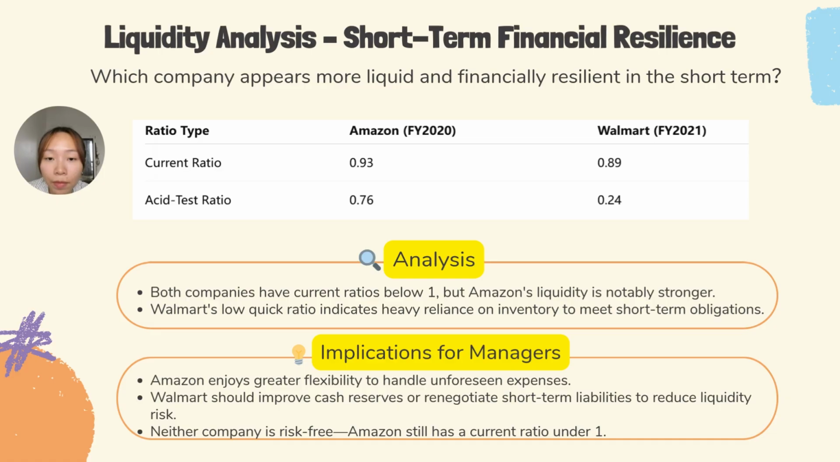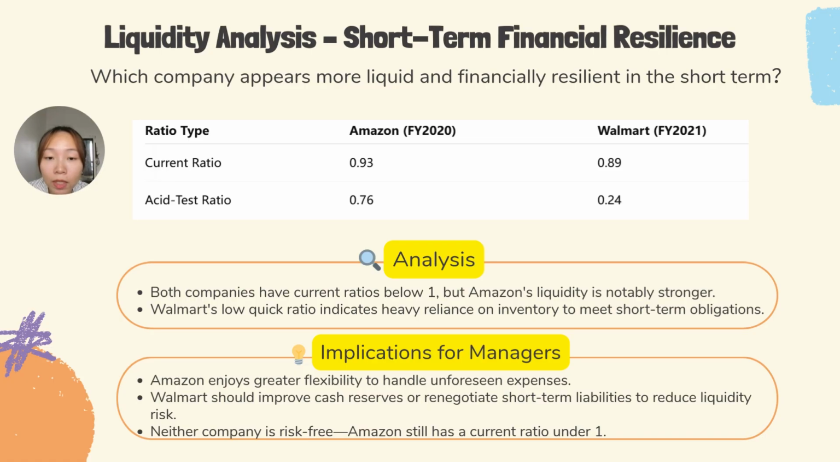So from a managerial perspective, Amazon's liquidity strength gives it greater flexibility in navigating unexpected expenses or operational disruptions without having to rely on external financing. So this reinforces investor confidence and operational stability. However, Amazon's position is not entirely risk-free. Its current ratio is still below 1, and its capital-intensive operations, a reliance on accounts payable, and a dependency on AWS for profitability present potential vulnerabilities.